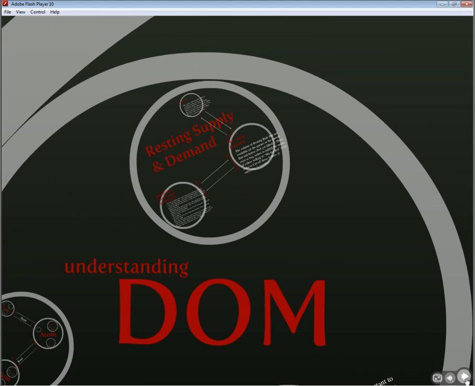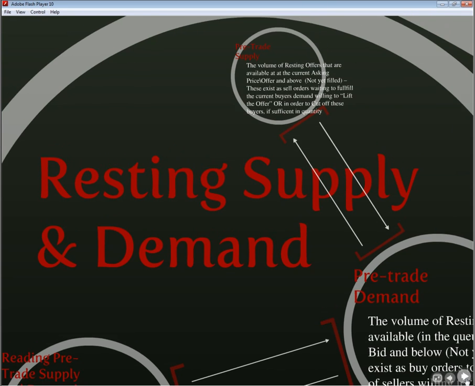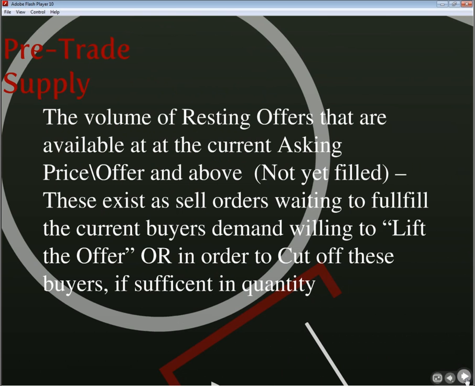So, resting supply and demand. Let's have a look at what that is and what it means. First we need to understand what we're looking at and what it means before we can understand what to do with it. Pre-trade supply. Some of you guys have covered this information before, so just bear with us for the guys that haven't. This is quite basic, but definitely important for us to recap.